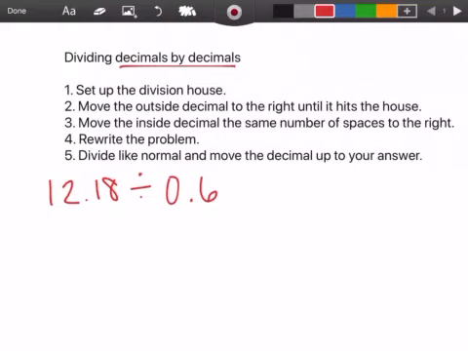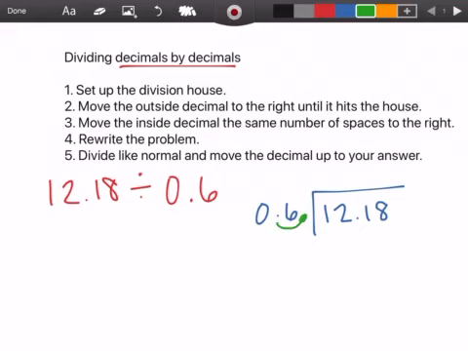Step 1 is to set up the division house. My problem is 12 and 18/100ths divided by 6/10. The number that is being divided goes in the house. The number that's doing the dividing goes outside the house. Step 2: move the outside decimal to the right until it hits the house. So I'm going to take this decimal and move it 1 place to the right. Now it is touching the house, and this number is now 6.